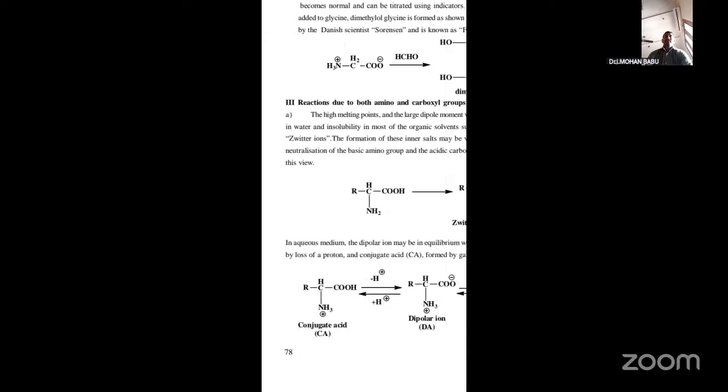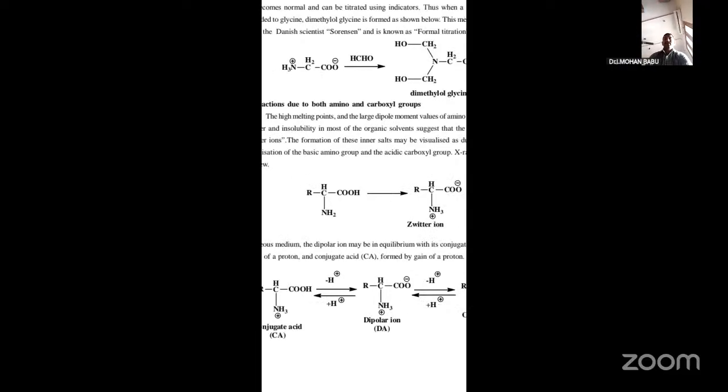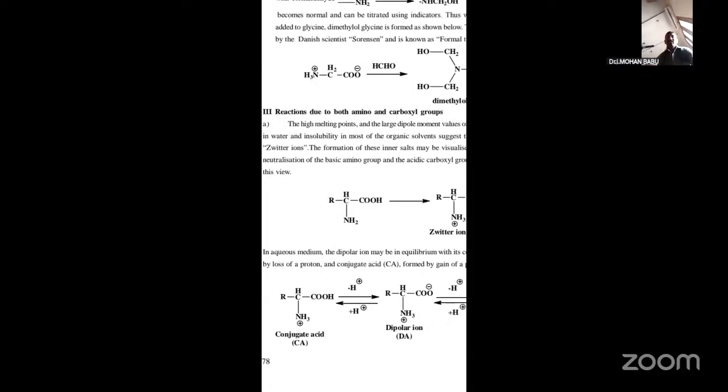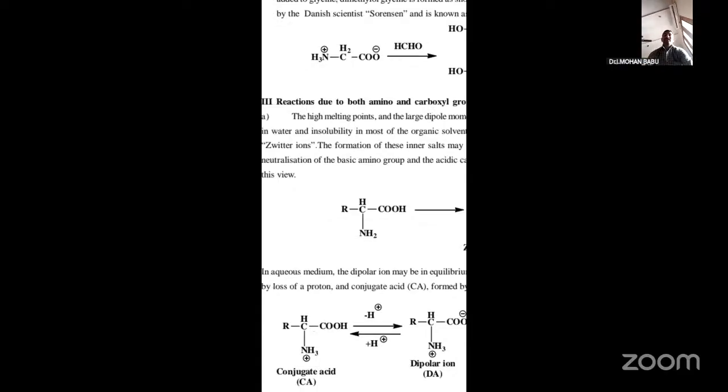And next, the reactions involving both amino and acid groups. In amino acids, internally they will exchange the proton. By exchanging the protons, they convert to a Zwitter ion. Due to this reason, they have high melting points.